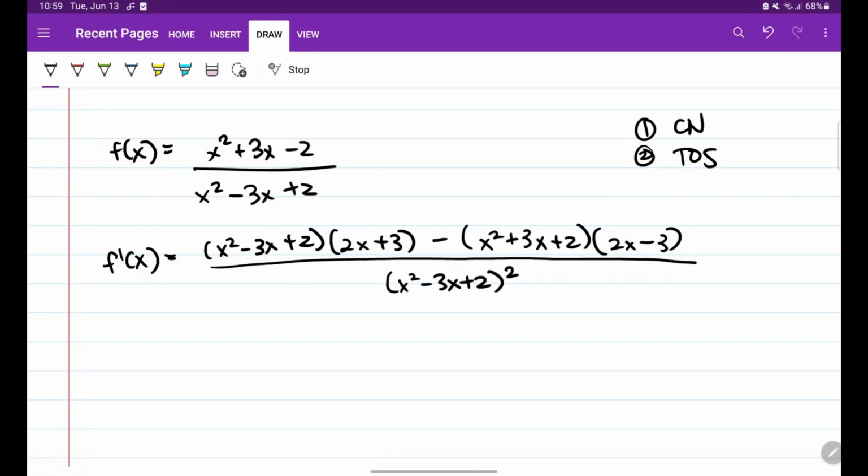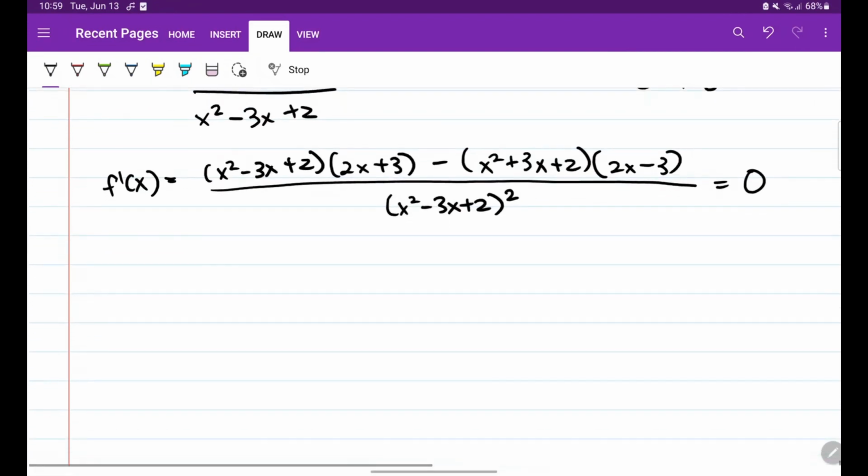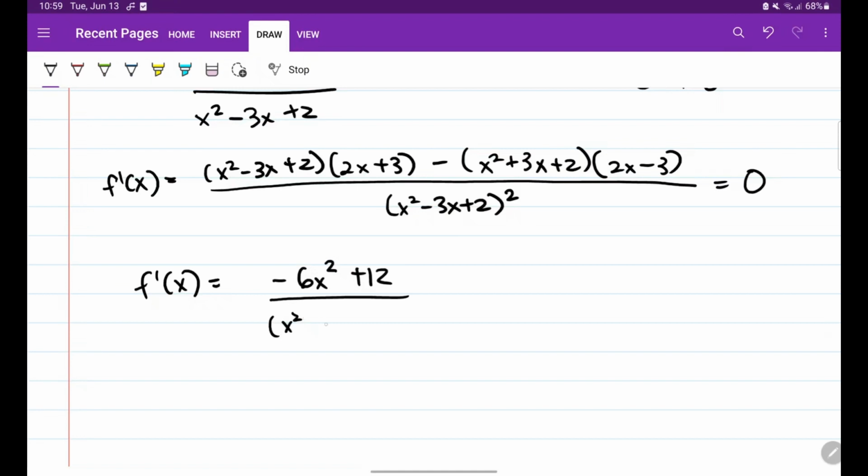And now, we will be equating this equal to 0. No? So, para mas simple, kailangan natin simplify muna yung numerator. Tama? So, I leave this as an exercise for you guys. But the numerator, kapag simplify, will become negative 6x squared plus 12. And then denominator is still the same, x squared minus 3x plus 2 squared. Okay? So, yung algebraic manipulations, I'll just leave it to you. Okay? And this will be equal to 0.